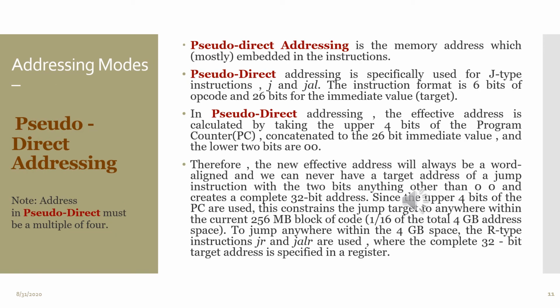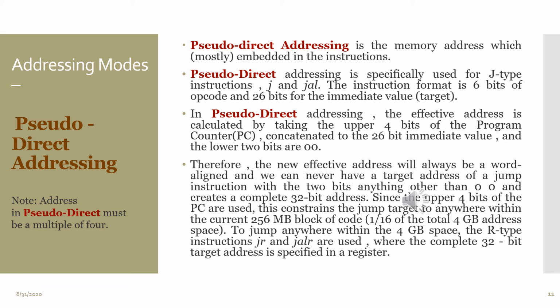Pseudo direct addressing. Pseudo direct addressing is where the memory address is embedded in the instruction. It comes under the J-type instruction format. The instruction format is 6 bits of opcode and 26 bits for the immediate value, that is the target. In pseudo direct addressing, the effective address is calculated by taking the upper 4 bits of the program counter concatenated with the 26-bit immediate value, and the lower 2 bits are 00.